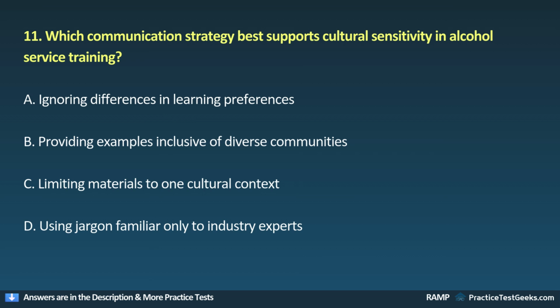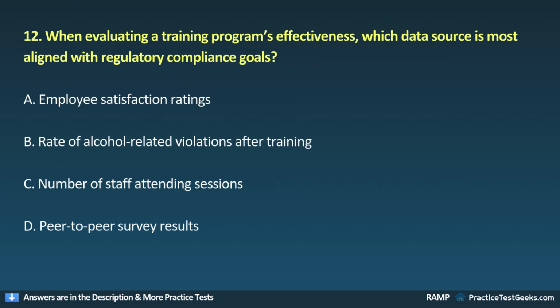11. Which communication strategy best supports cultural sensitivity in alcohol service training? A. Ignoring differences in learning preferences. B. Providing examples inclusive of diverse communities. C. Limiting materials to one cultural context. D. Using jargon familiar only to industry experts.